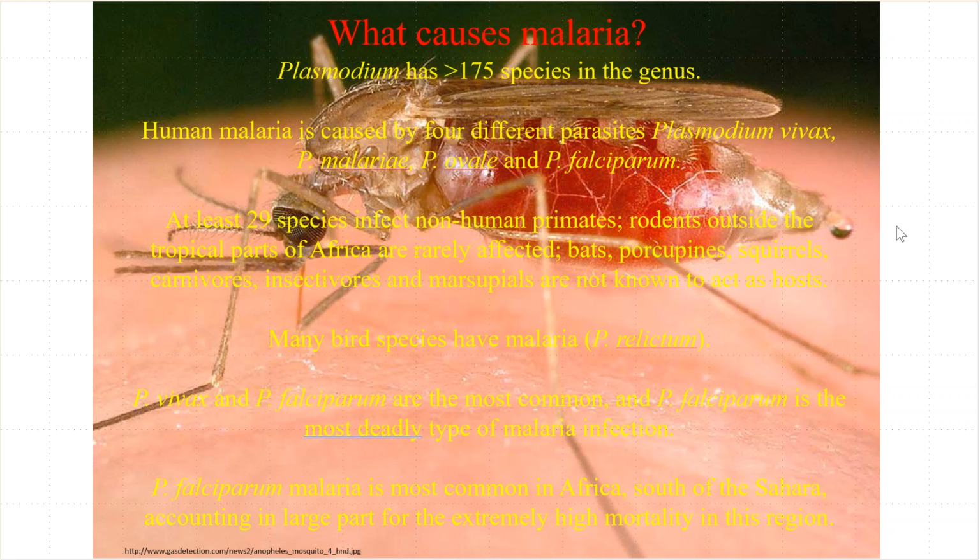Now, these, as well as others, Plasmodium species infect at least 29 different non-human primates worldwide. And they infect rodents outside tropical parts of Africa, but they only do this rarely. But lots of other mammals are not infected by them.